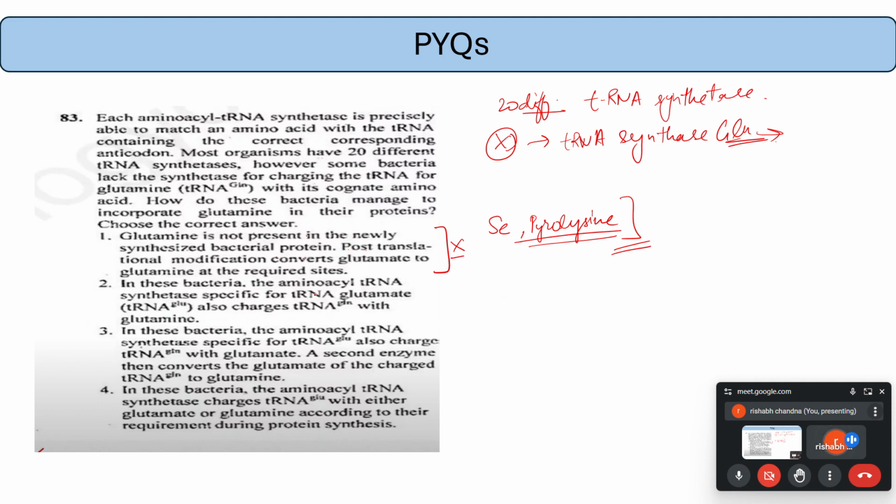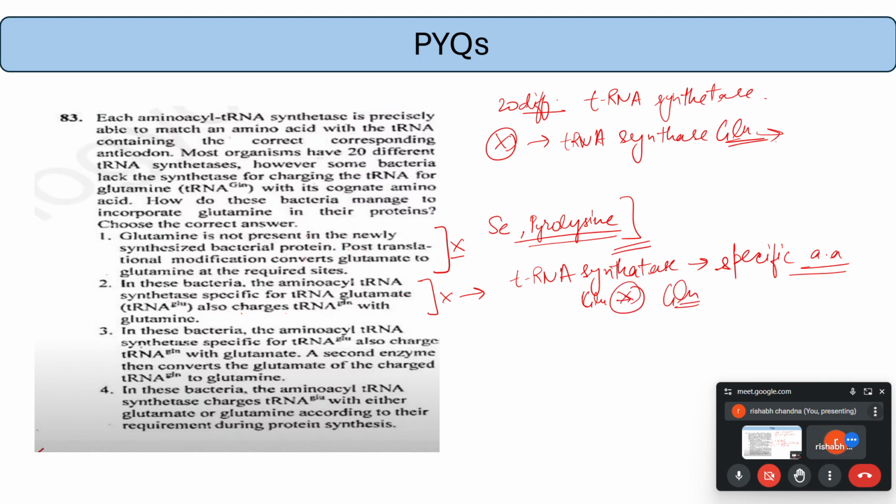Then, in these bacteria, the amino acid tRNA synthetase specific for tRNA glutamate also charges tRNA glutamine with glutamine. No, this is also wrong. Why? Because the tRNA synthetases are so specific. These are specific for a particular amino acid, so they cannot be used for different amino acids. So tRNA synthetase for glutamate cannot load glutamine. So this option is wrong.